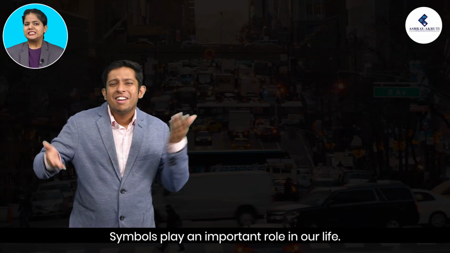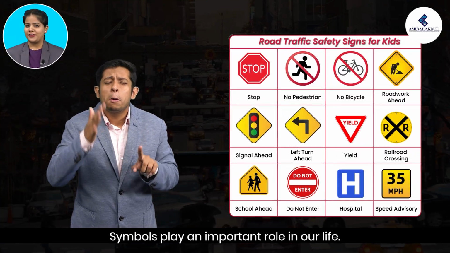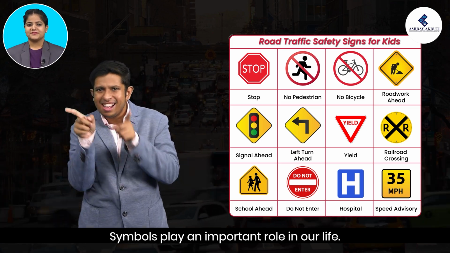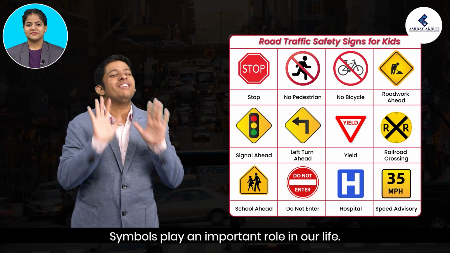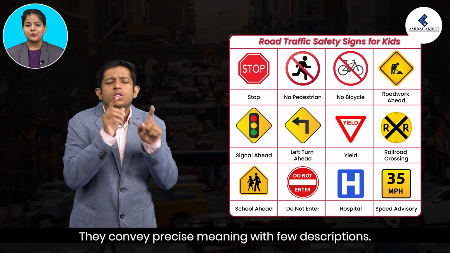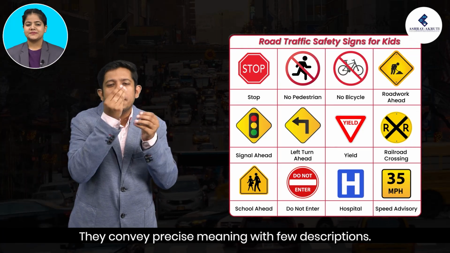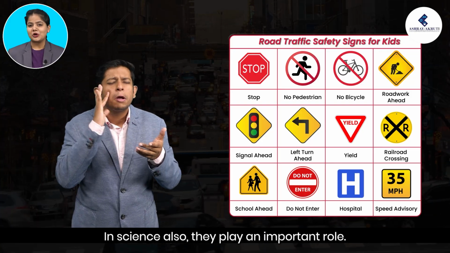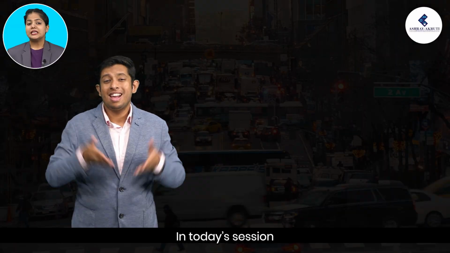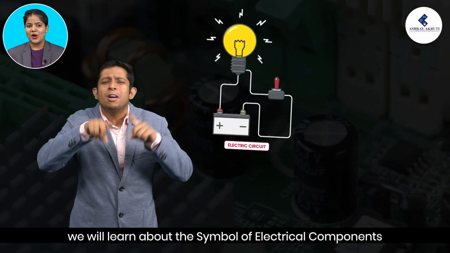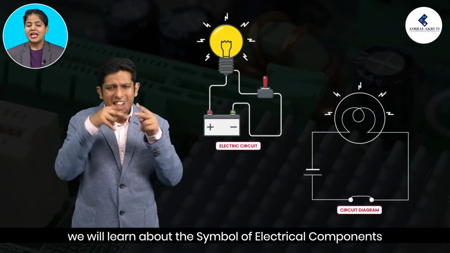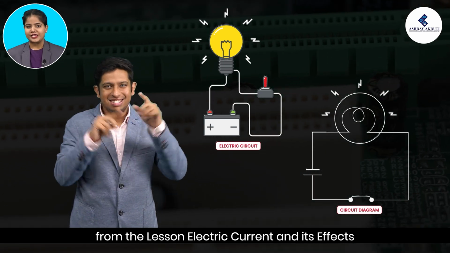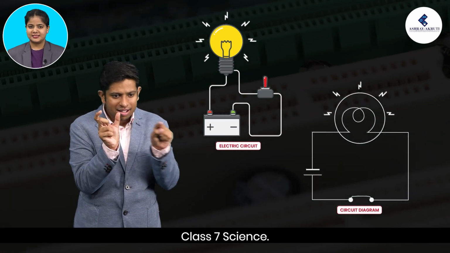Children, symbols play an important role in our life. They convey precise meaning with few descriptions. In science also, they play an important role. In today's session, we will learn about the symbol of electrical components and circuit diagram from the lesson Electric Current and its Effects, Class 7th, Science.